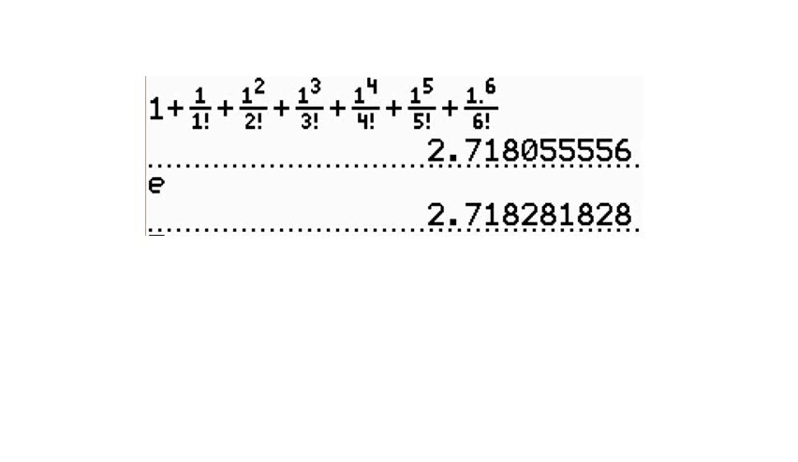Let's check to see if that worked. At the top of the screen is the 6th degree Taylor polynomial for e to the x, evaluated at x equals 1. And underneath it is the value of e. These two values really are within less than 1/1000th of each other.